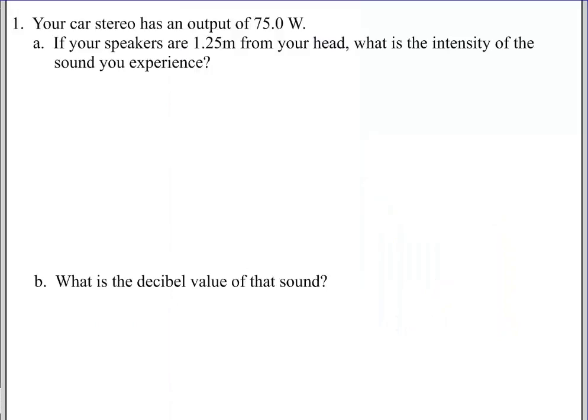Okay, let's take out your practice problems sheet and let's work through a couple of the decibel problems, and then you can have some time to work on worksheet 1. So look at the first question. We've got a car stereo and it has an output of 75 watts. Speakers are in the back of your car, 1.25 meters from your head. We want to find out what is the intensity of the sound you experience. So we're looking for I.